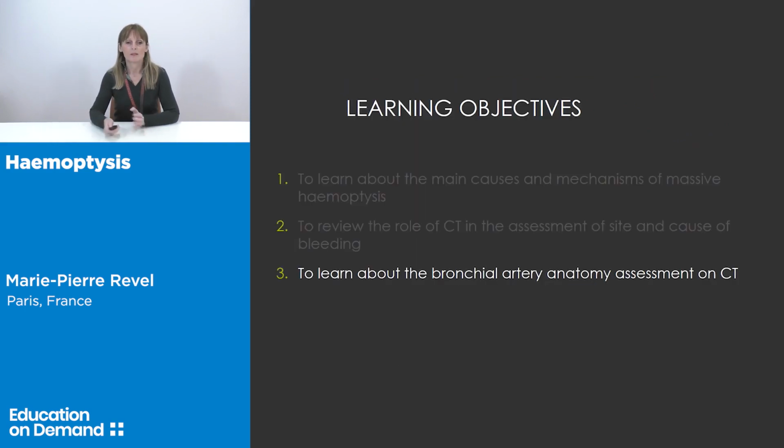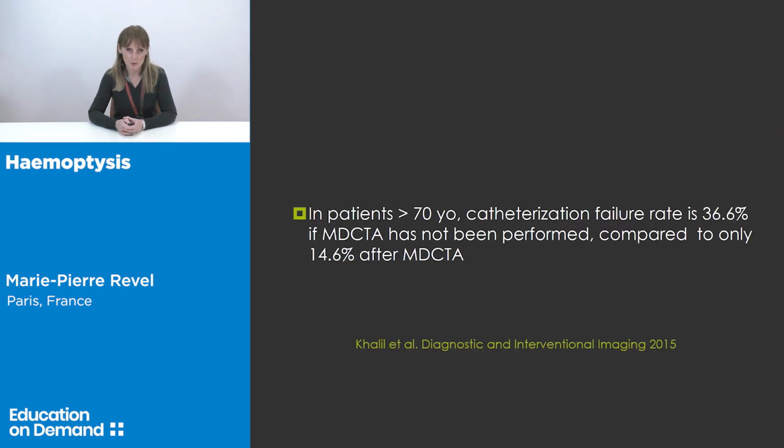So the last important thing is that contrast-enhanced CT helps the identification of the bronchial artery anatomy before embolization. And it has been reported, especially in older patients, that the catheterization failure rate is higher if multi-detector CT angiography has not been performed before the embolization, because it helps the identification of ectopic origin from the bronchial arteries.